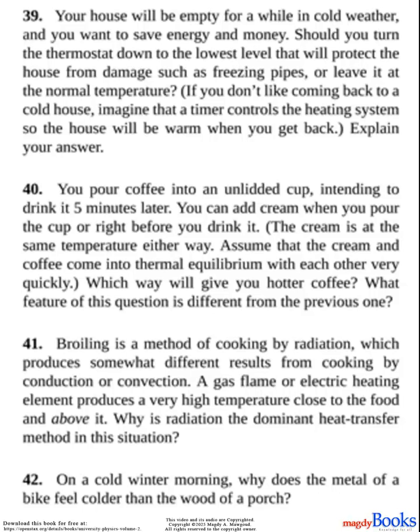41. Broiling is a method of cooking by radiation, which produces somewhat different results from cooking by conduction or convection. A gas flame or electric heating element produces a very high temperature close to the food and above it. Why is radiation the dominant heat transfer method in this situation?